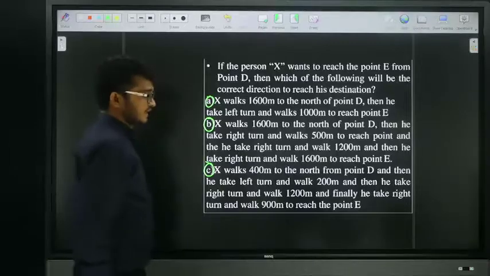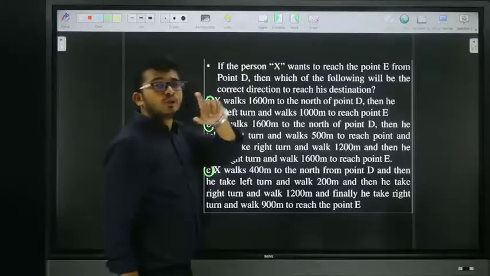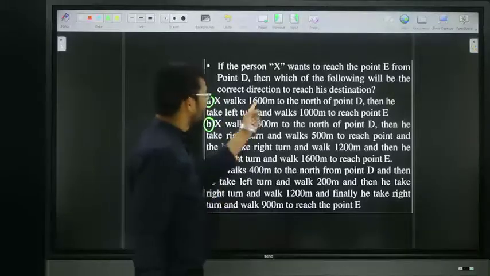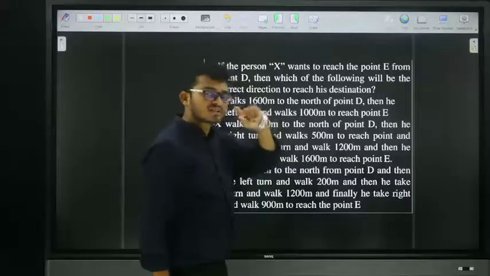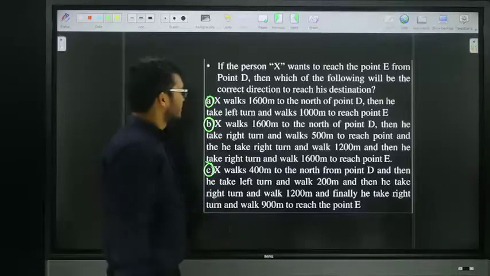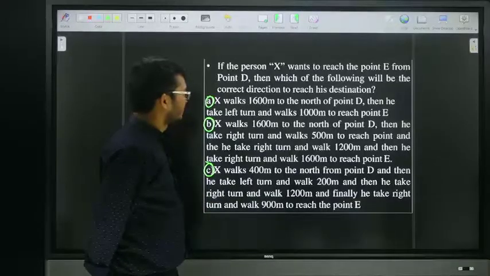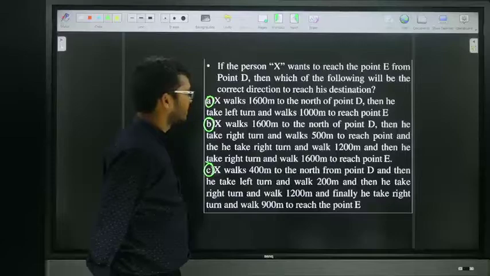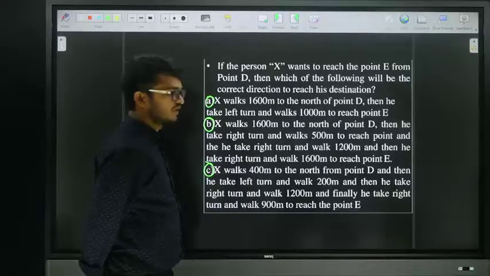Friends, in the given information they gave kilometers, but here they gave in meters. Observe that point also. X walks 1600 meters to the north of point D, then he takes a left turn and walks 1000 meters to reach point E.